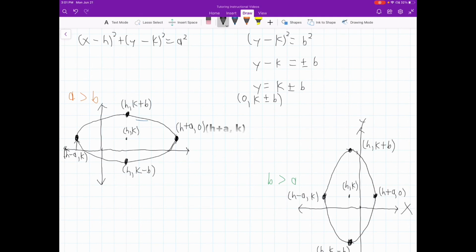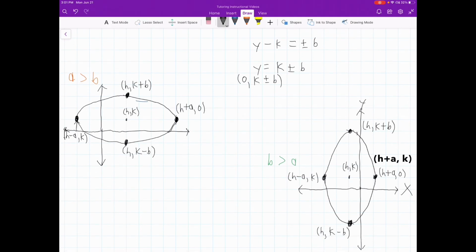So on the left, we have the case where a is greater than b, so it looks like a horizontal ellipse, and on the right, I have the case where b is greater than a, which makes it look like a vertical ellipse. But notice in either case, I have the 4 points calculated above. So on the left, it's these 4 points, and similarly on the right, the same 4. Okay, so given those 4 points, then you can sort of sketch the oval from there, as I did, to get the rough graph.